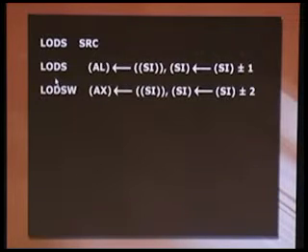This may be read as load source. The operation is that the contents of the source register are added to the contents of the DS register multiplied by decimal 16. The contents of this address are loaded into either AL or AX depending on the byte or word oriented instruction. So here we have byte oriented as well as word oriented instructions. The first one is the byte oriented instruction, the second one is the word oriented instruction. Flags are not affected in this case.